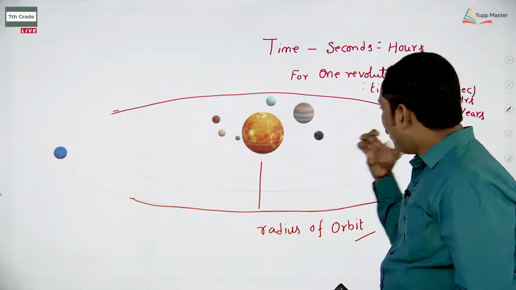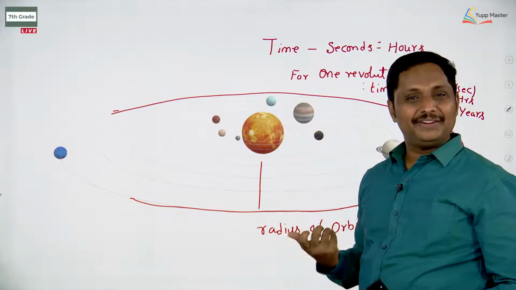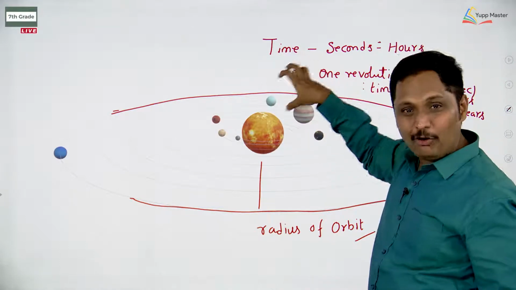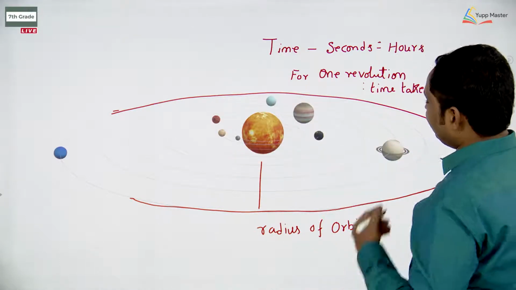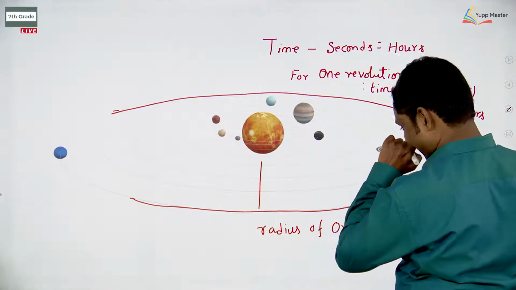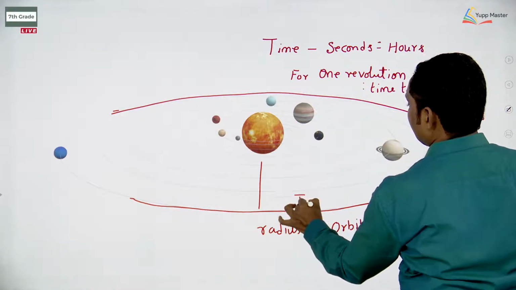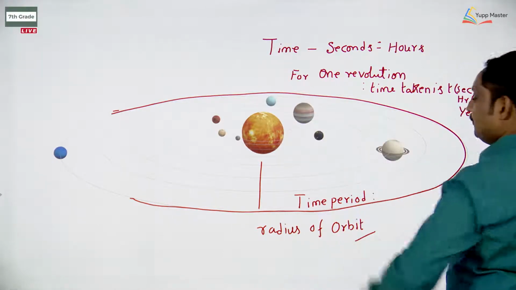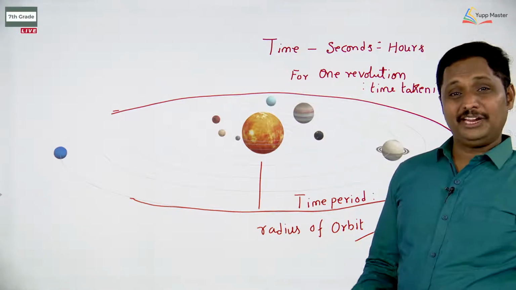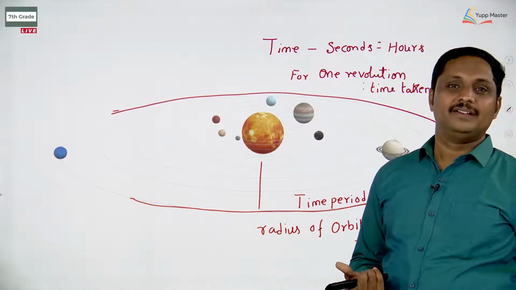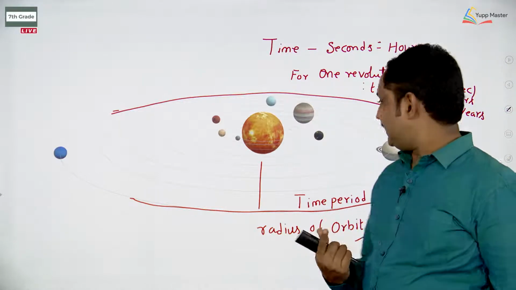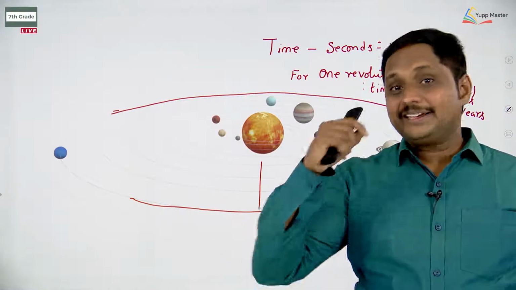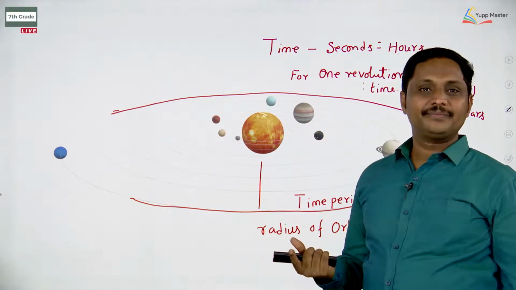Some force is going to bind all these planets, that is gravitational force. They are going to move in their path, in their orbit. At the same time, you can measure the time period also, the time taken to complete one revolution. You can take that for different planets as they move. Is the time the same for all the planets?